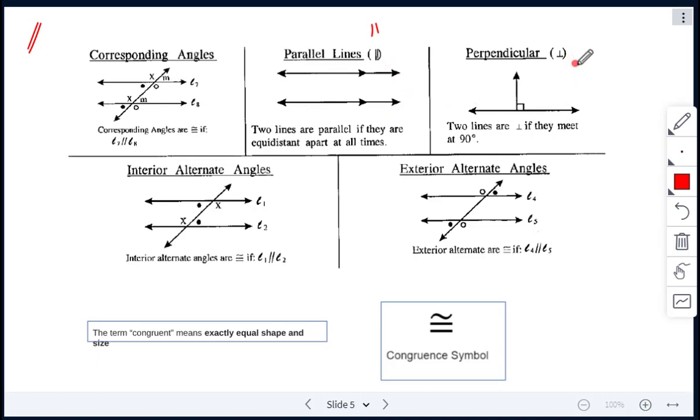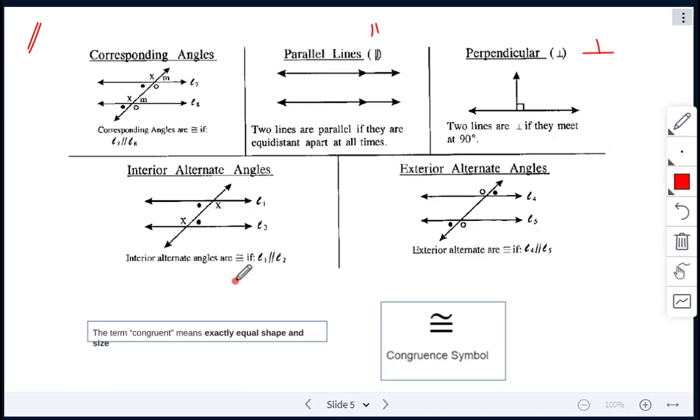Here we have perpendicular lines. This is when two lines are intersecting and they are meeting at a 90-degree angle. That is what perpendicular means. And that is the symbol for perpendicular. It looks kind of like an upside down capital T. That is showing perpendicular.